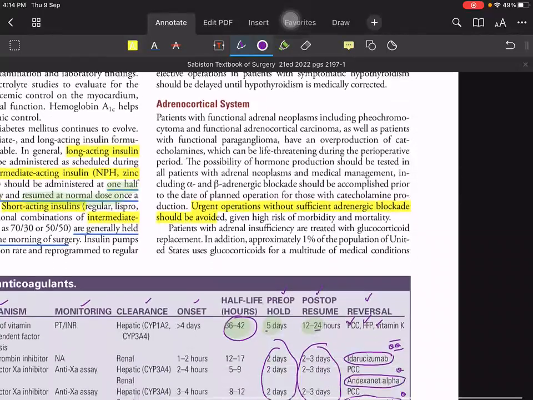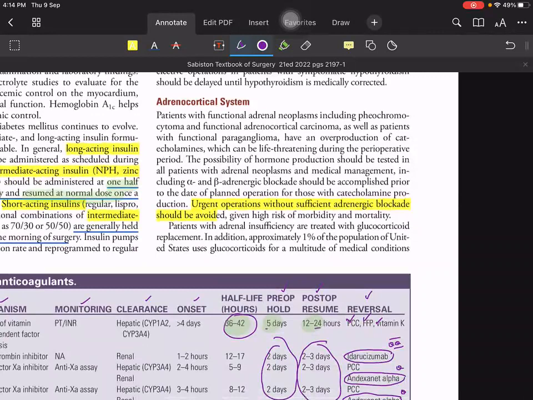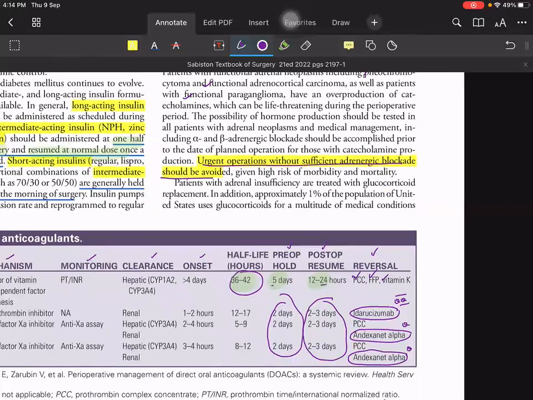So adrenocortical symptoms. Many adrenal conditions are there, and you have to rule out these things, for example pheochromocytoma, functional adrenocortical carcinoma, functional paraganglioma. In these, urgent operations without sufficient adrenergic blockade should be avoided. If adrenergic stimulation is more, you should block the adrenergic stimulus. Otherwise, the patient will develop multiple symptoms. So in emergency surgery, you should go with sufficient adrenergic blockade.